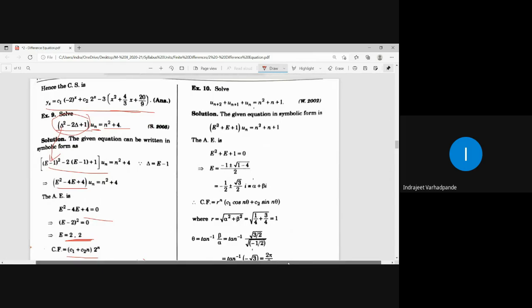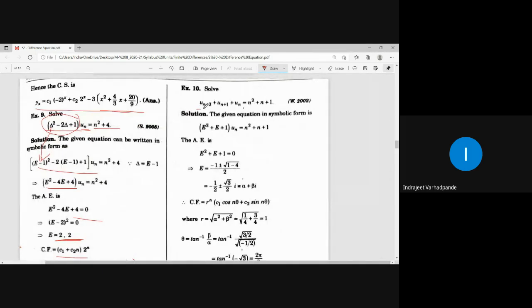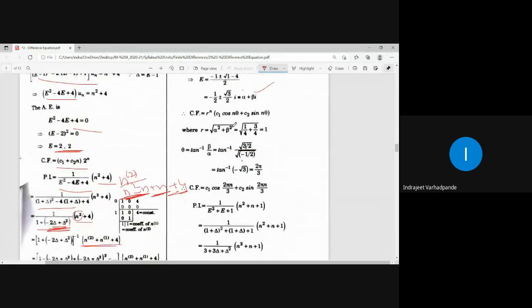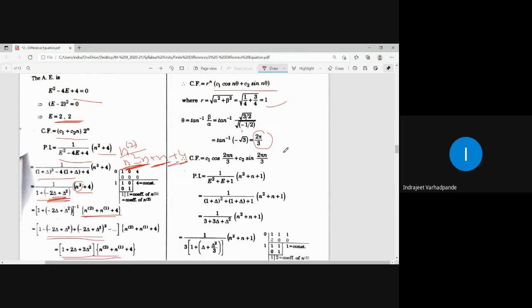Similarly, the other kind of example, un plus 2 plus un plus 1 plus un is n square plus n plus 1. Convert it into the operator form, get the roots. Imaginary roots are alpha plus minus beta i, r to the power n into c1 cos n theta plus c2 sin n theta. R comes out to be 1, angle comes out to be 2 pi by 3. देख लीजिएगा from the calculator. I am getting complementary function as this.